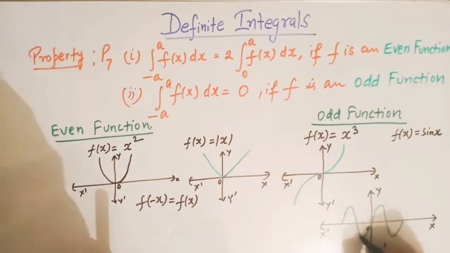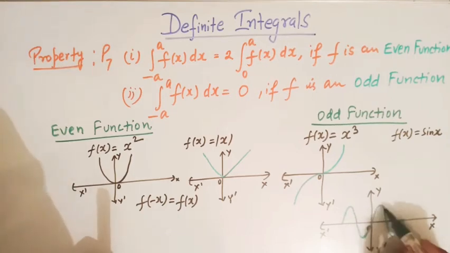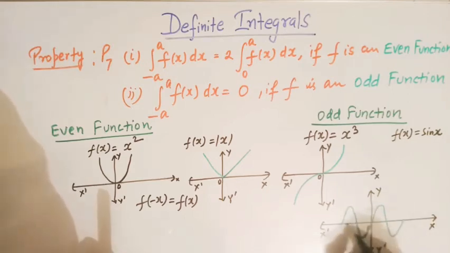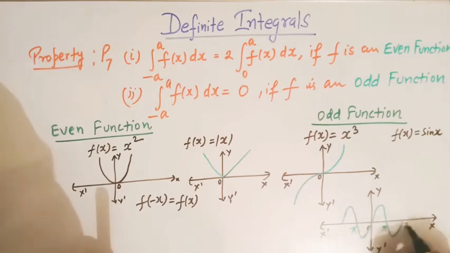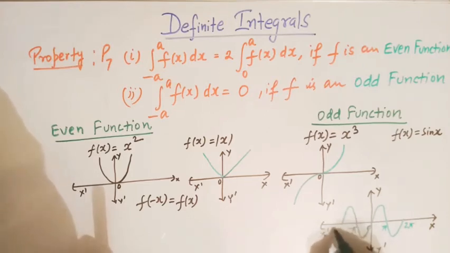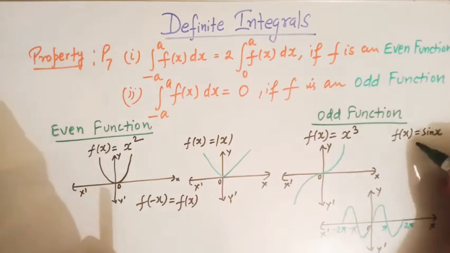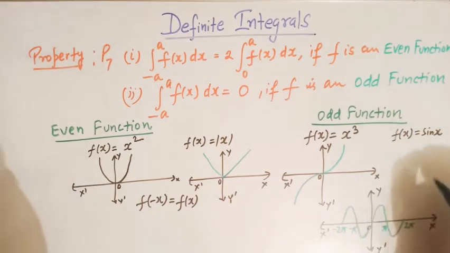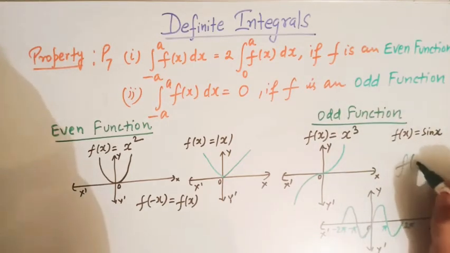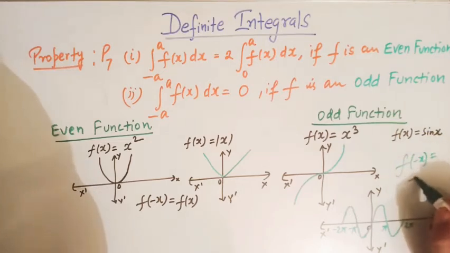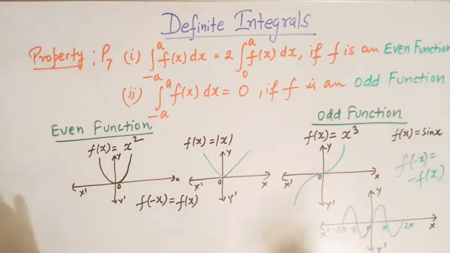So the graph is symmetrical about the origin, right? So here we have minus pi, here we have pi, here we have 2 pi, and here we have minus 2 pi, right? So this is the graph of sine x. Clear? So the odd function satisfies f of minus x is equal to minus of f of x. Clear?